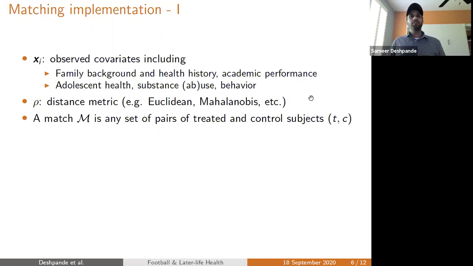These are all the sorts of variables that you might expect influence a person's decision to play football, or might be predictive of their decision to play football, and might also affect their later life health. To give you a concrete one, there are many studies that suggest that socioeconomic status in childhood has a role to play in cognitive outcomes later in life. And we might say that maybe the football players tended to come from wealthier backgrounds.